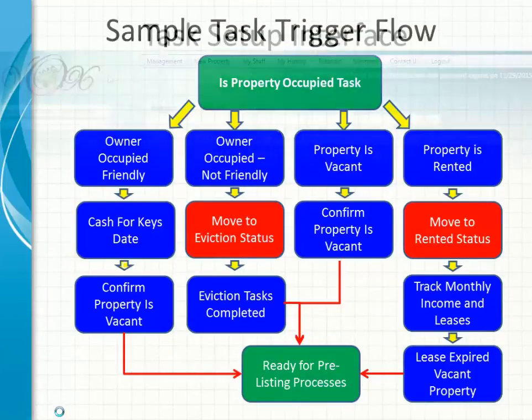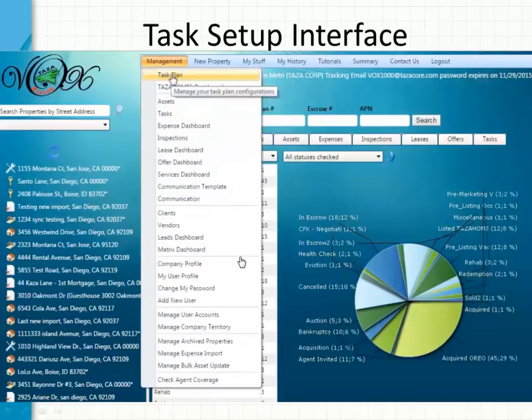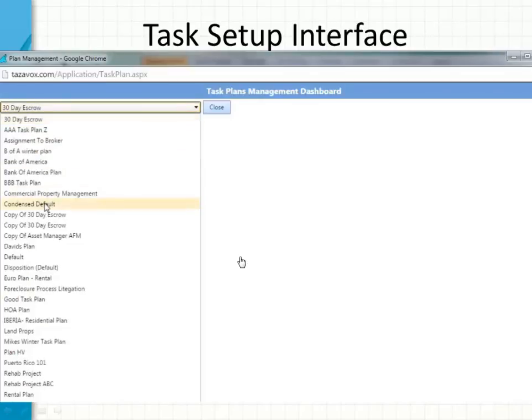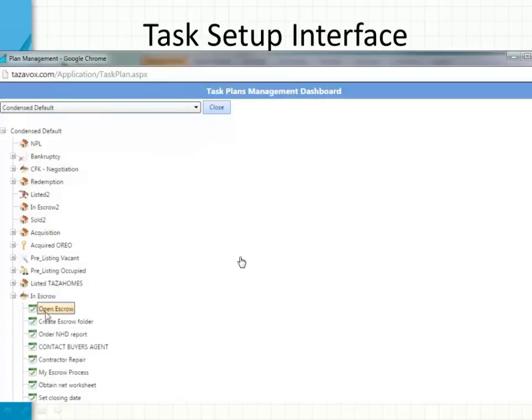Let's go to the next one. Here's what the sample task interface looks like. Let's go ahead and let the system take us through. We're going to look at a task plan. We open up the screen and we see a list of different workflows. You can have as many workflows or task plans as you would like. I have one for land, I have one for winter, summer, and a condensed plan. Now we're looking at all the events that are going to happen when a property moves to in escrow.